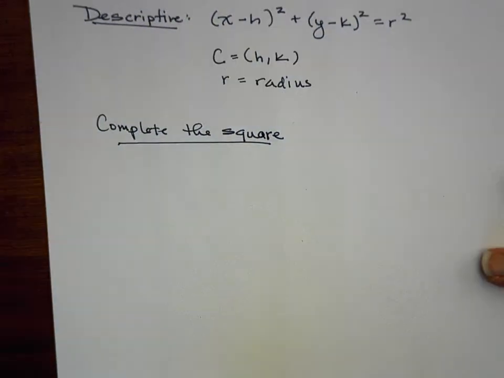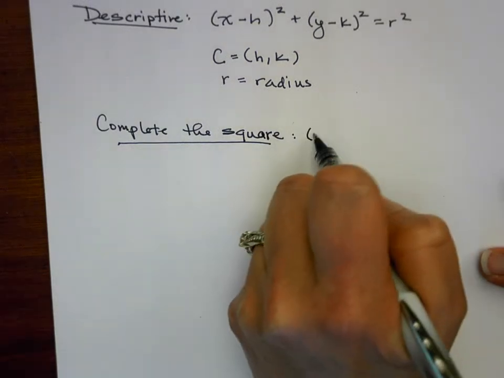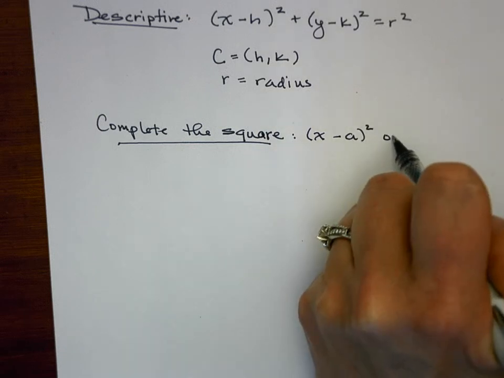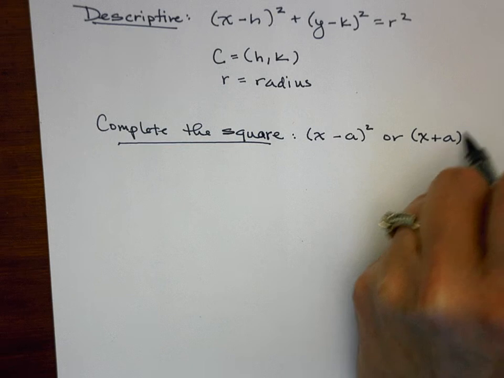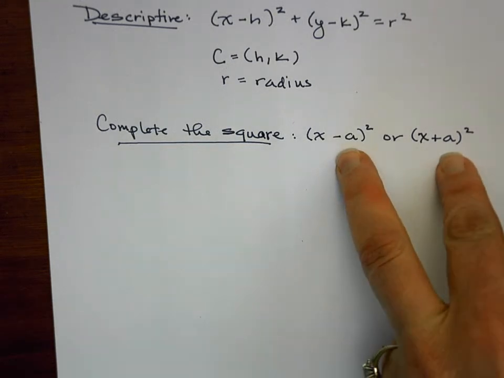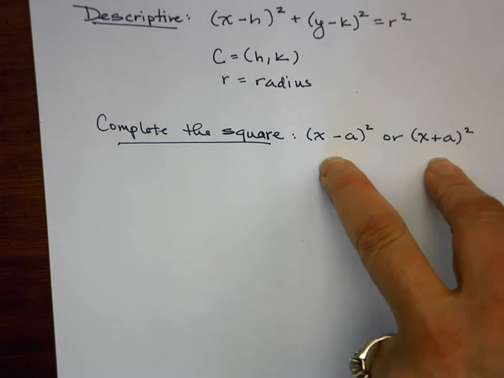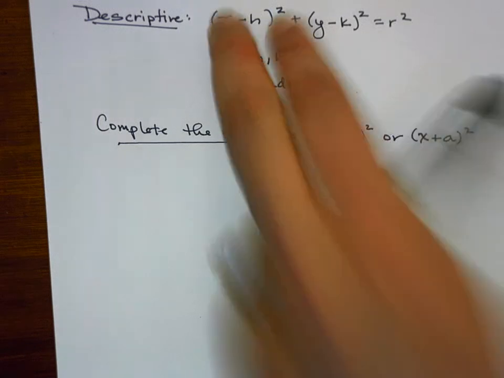So when we go to complete the square, what we're looking to do is turn something into a perfect square trinomial. So either something that looks like (x - a)^2 or (x + a)^2. So that's our goal, right? And we're going to have an extra constant we're going to have to work with. But our goal is to get something into a quantity squared because we want it to fit into our descriptive form.